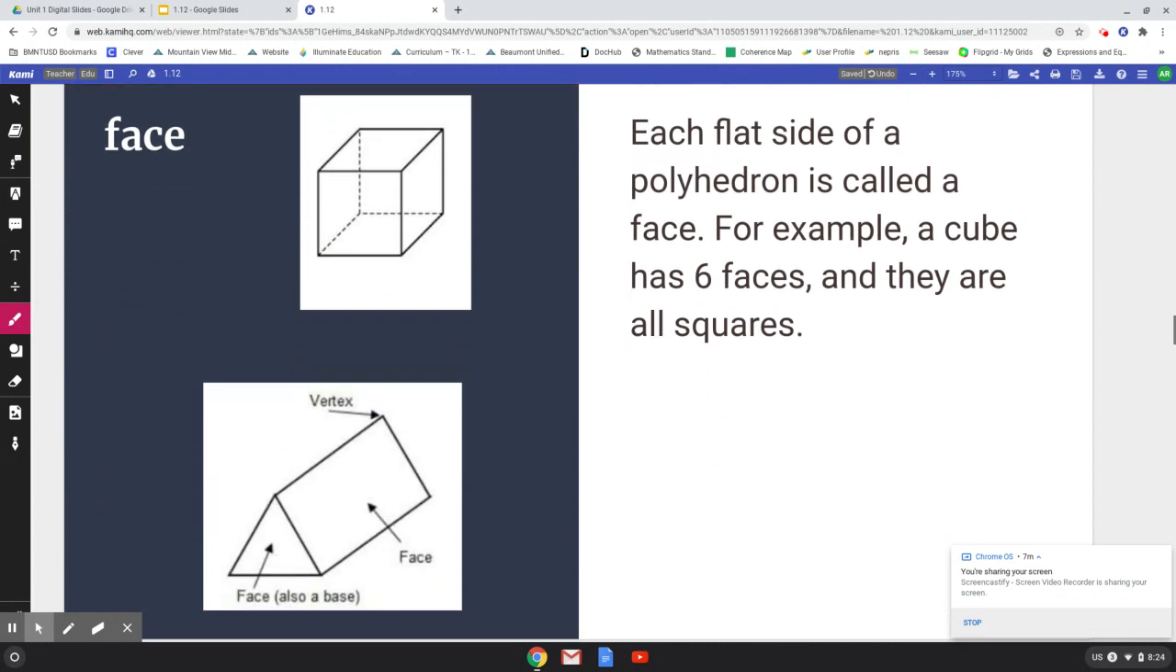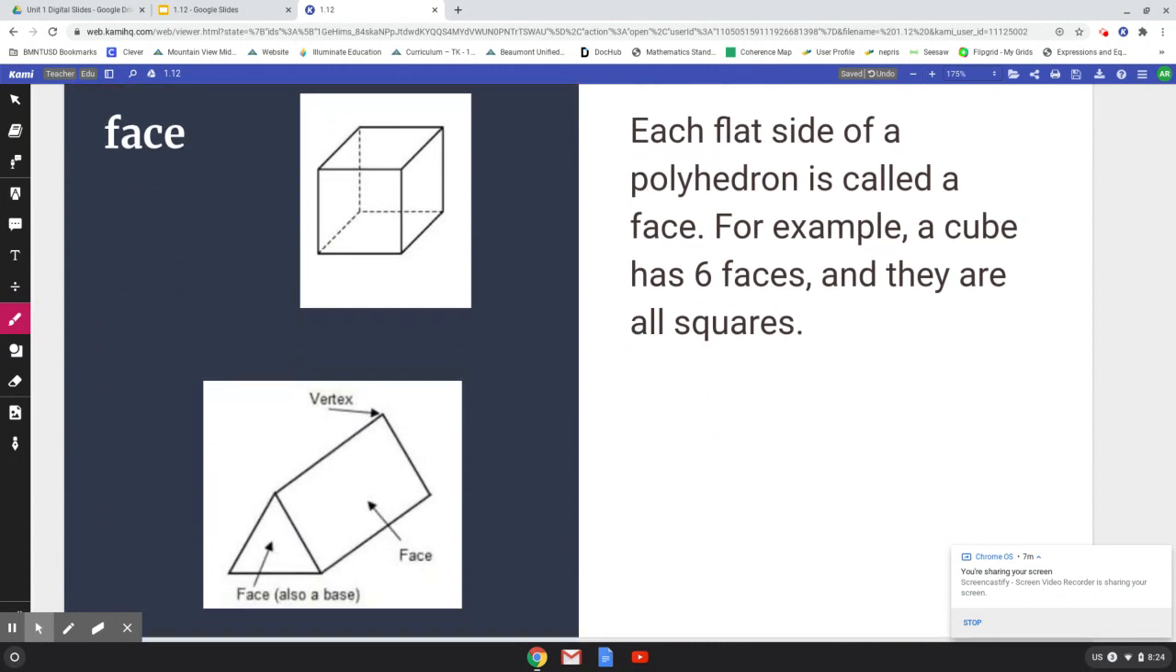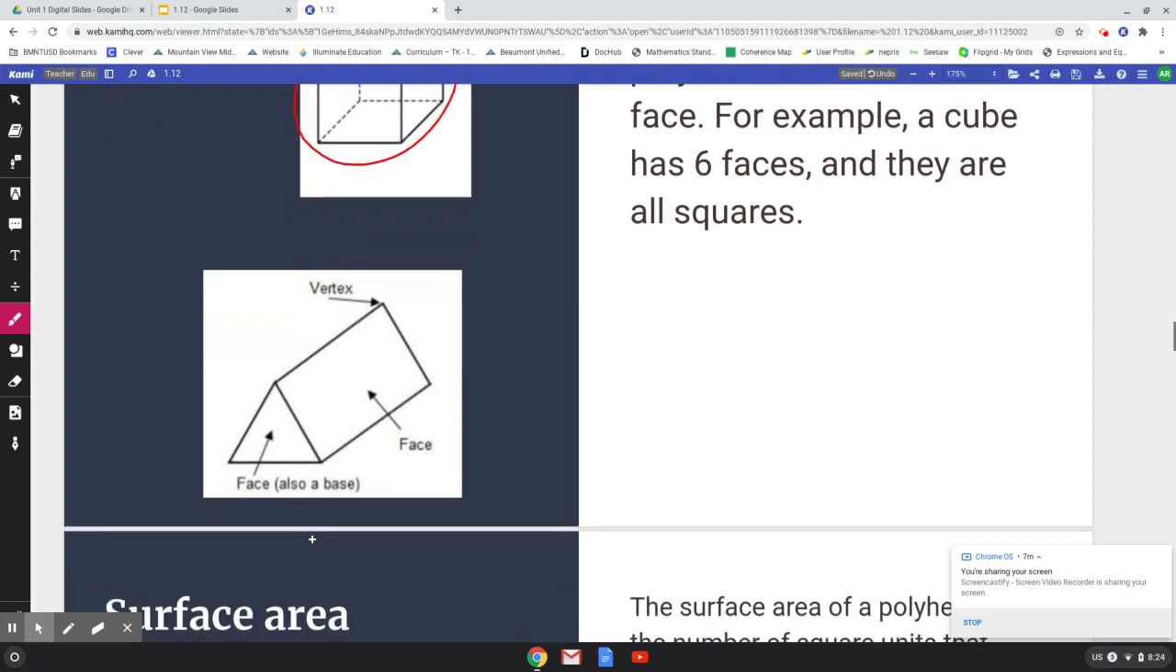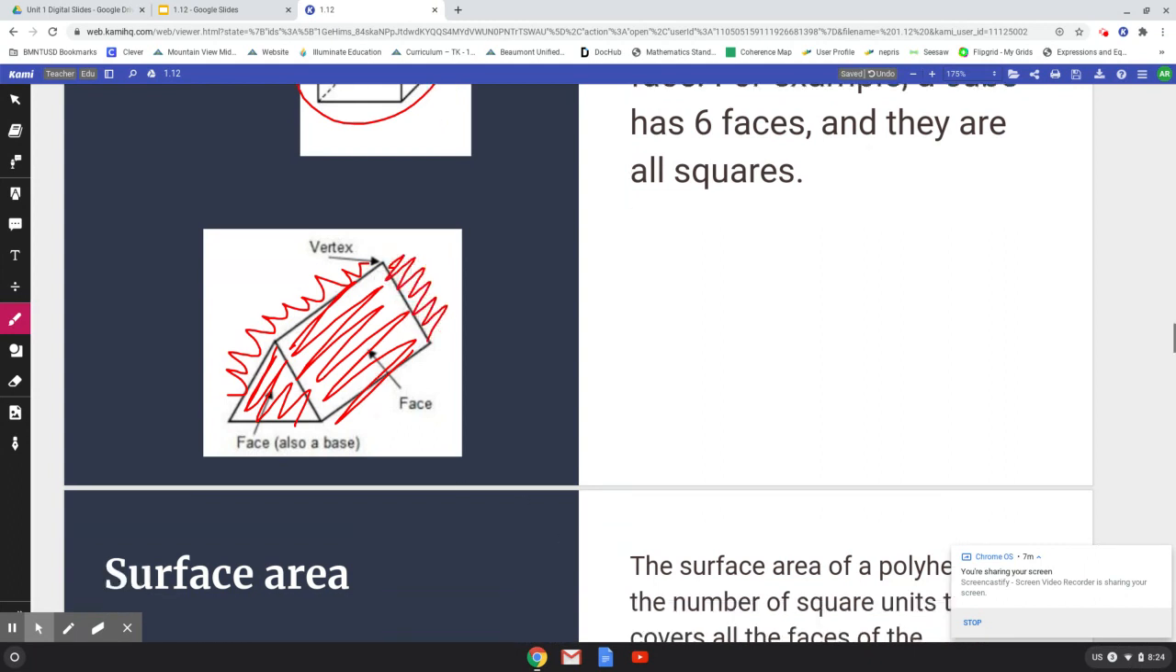Okay, so real quick, some vocab. The face. Each face, or each flat side of a polyhedron, is called a face. For example, a cube has 6 faces, and they are all squares. This is an example of a cube. Then I put in a triangular prism for you guys. So this here, where I'm coloring, that would be a face. This would be a face. There's another side that you don't see over here, and that's a face. And then there's another side over here that you can't see because it's 3D.